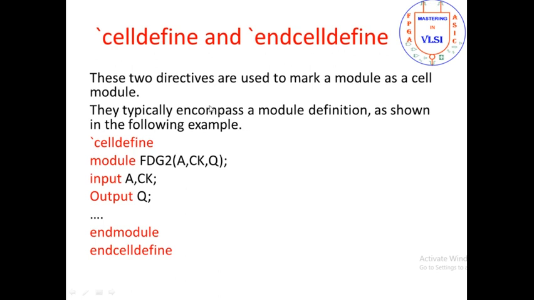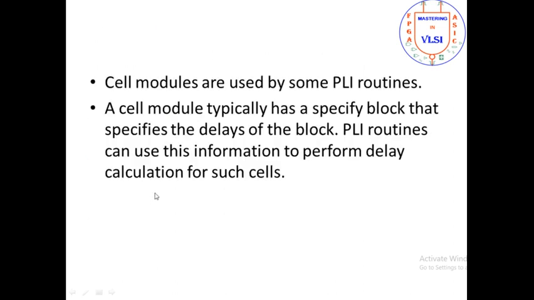Another very important pair: `celldefine and `endcelldefine. These two directives are used to mark a module as a cell module. They typically encompass a module definition as shown in the following example. Here this is the smallest module inside that cell definition. Cell modules are used by some PLI routines. A cell module typically has a specify block that specifies the delays of the block. PLI routines can use this information to perform delay calculation for such cells.